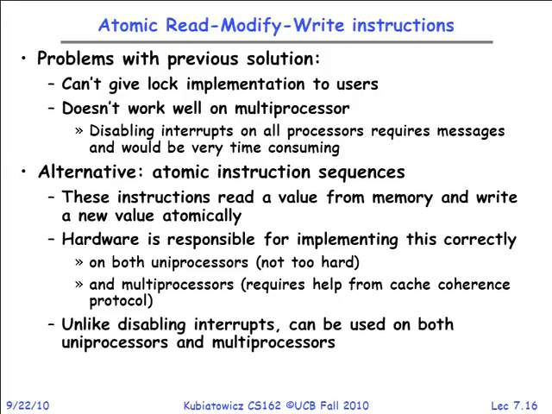Okay, so this is a case where hardware is responsible for doing the implementation on both uniprocessors and multiprocessors. And then we're going to use some primitives, which aren't going to be quite what we want, to build something more complicated, like a lock or eventually a semaphore or a monitor. Okay, so here's some examples.